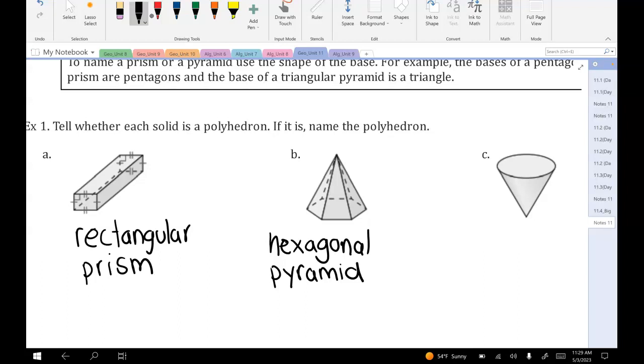And then your last example, it's a cone. A cone has a curved surface. So this is not a polyhedron. You could say it doesn't have a face. No face.